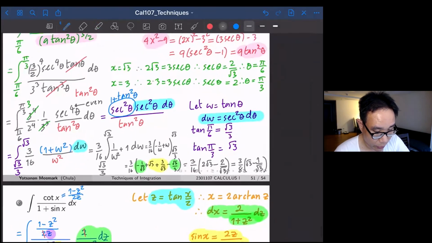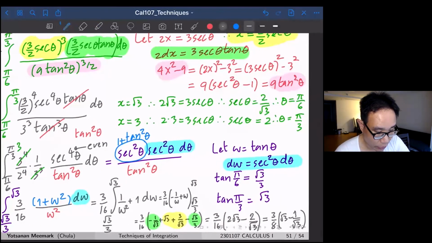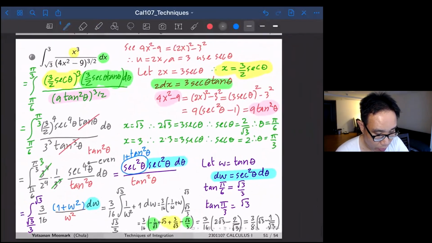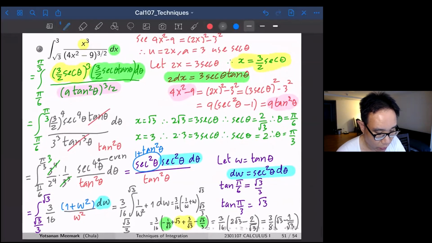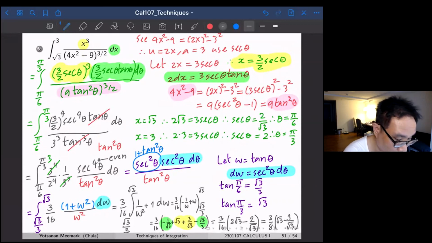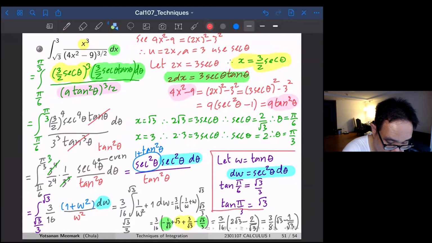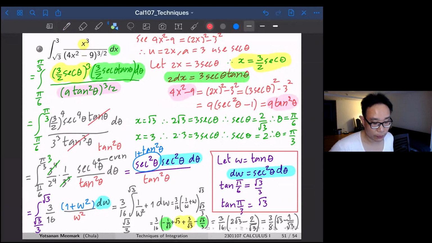Okay, now you see the whole picture here. This one is the whole solution for this problem. Let me just box this guy. So that's all for this problem.